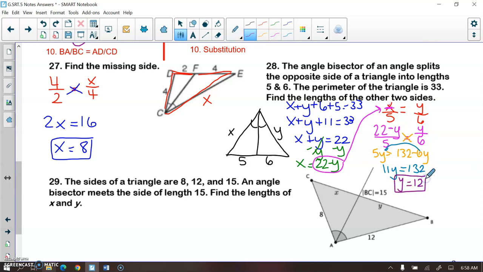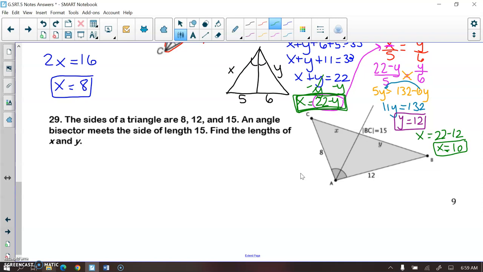Well, now I need to find my other variable, which if I use this equation that I'm boxing in green, I can put 12 in for y here to find x. So x comes out to be 22 minus 12, which means x is 10. And that's it for that one.